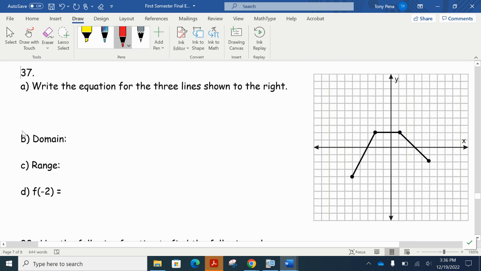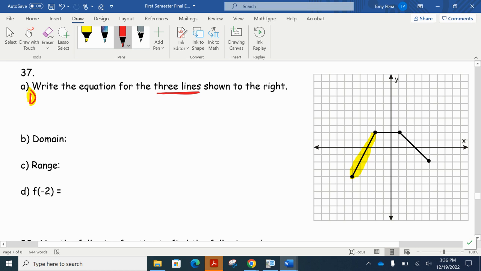All right, 37. I want you to write the equation for the three lines shown to the right. So let's highlight these. All right, so if I ask you to write the equation of this line, let's call this line number 1 for now.